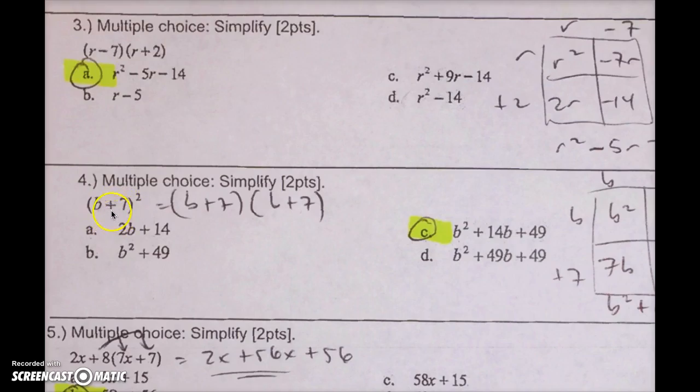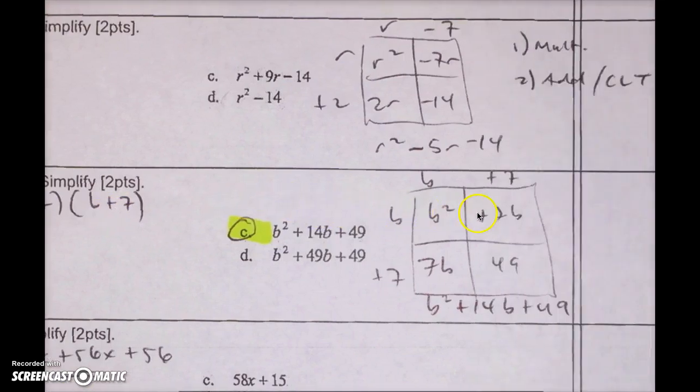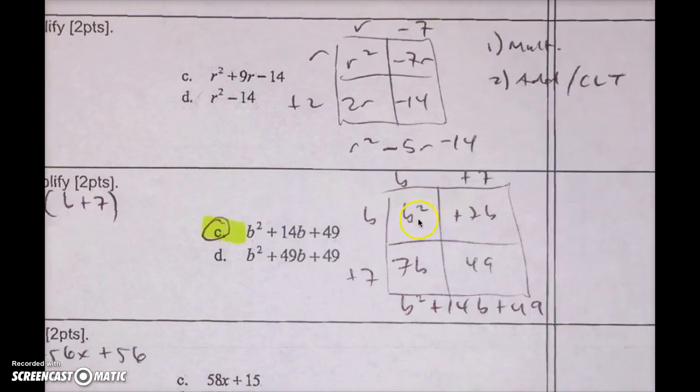So b plus 7, this binomial squared, which means you have 2 of them, b plus 7 times b plus 7. And essentially, you're going to do the same thing with the box method. B times b will be b squared. B times positive 7 is 7b. B times 7 is 7b. And 7 times 7 is 49.